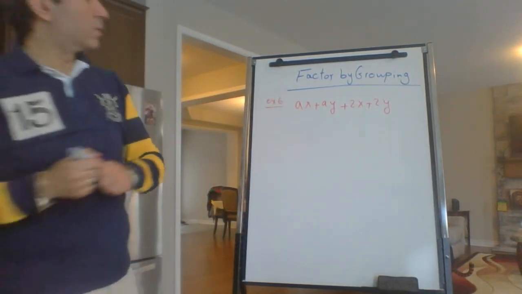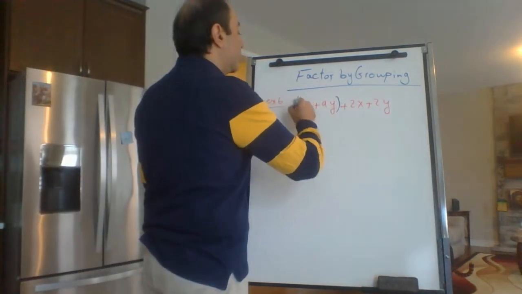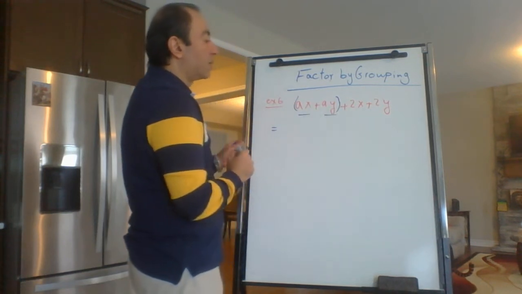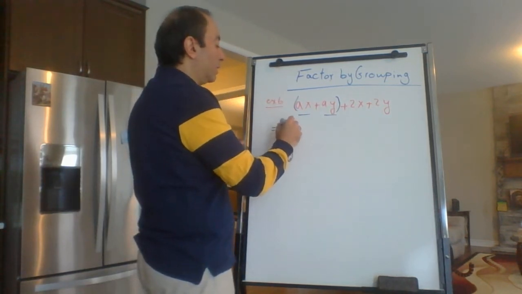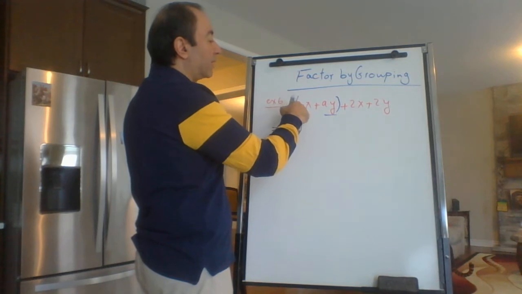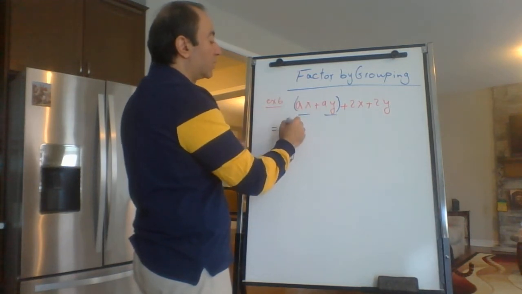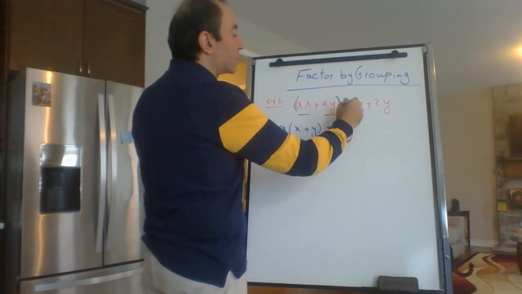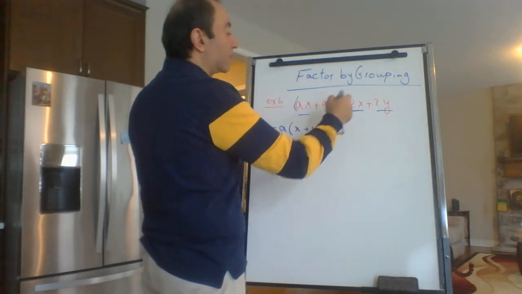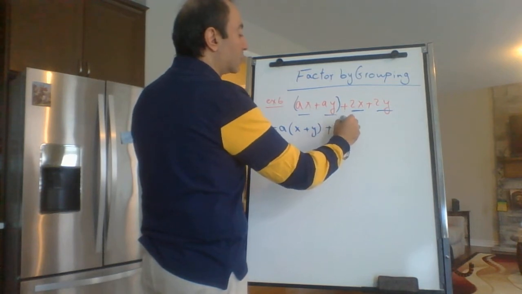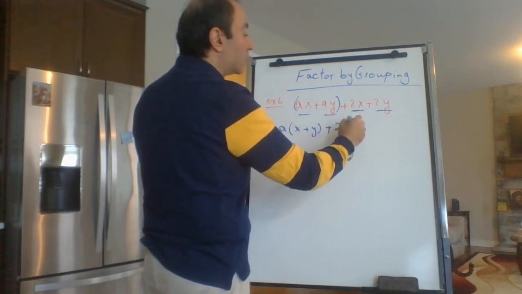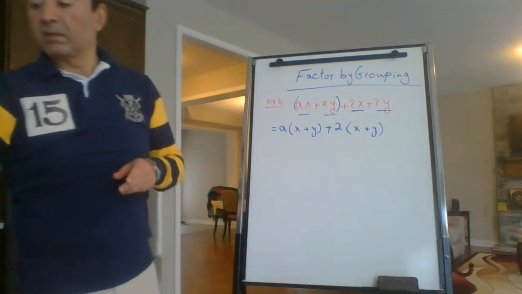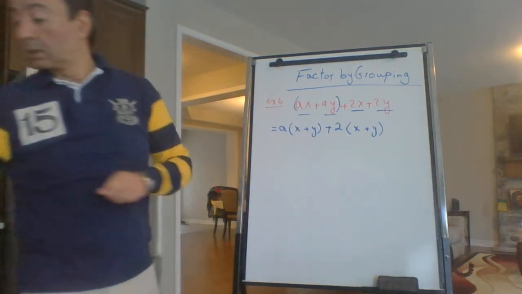So we can group the first 2 terms and the second 2 terms. When I look at the first 2 terms, what's common there? A. So we factor a out. If I factor a out, I'll divide each term here by a, so that will leave x plus y. And here, what is common? It is very clear that 2 is common. So we factor 2 out, and we divide each term by 2, so x plus y. We are not done yet, because we can do more.